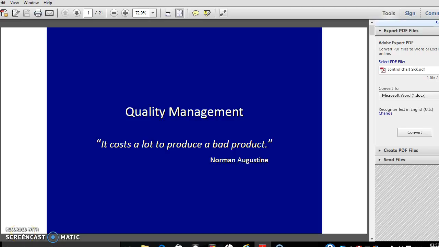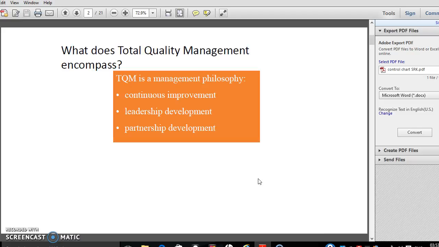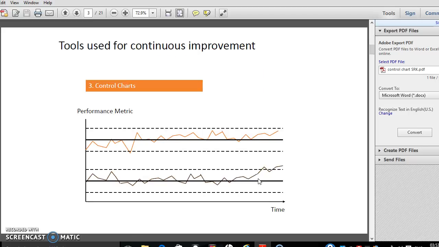Good afternoon. Today we discuss quality management. It costs a lot to produce a bad product. What does quality management encompass? TQM encompasses management philosophy, continuous improvement, leadership development and partnership development.